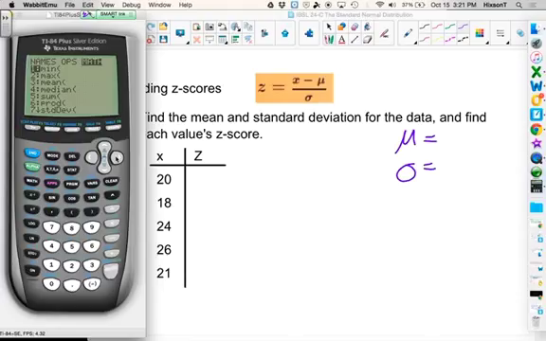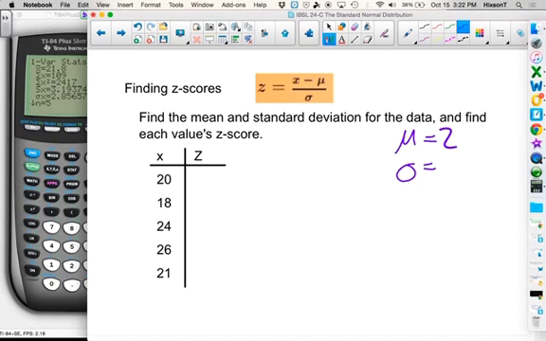Now, you can see here we can find the mean using mean, but there's actually an easy way you can do mean and standard deviation all in one. And that is by hitting stat, go to calculate one variable statistics. Okay? One variable statistics, and we're going to use list 1. And now look at all this great stuff they give us. X bar is the same as mu, so I know our mean is 21.8.